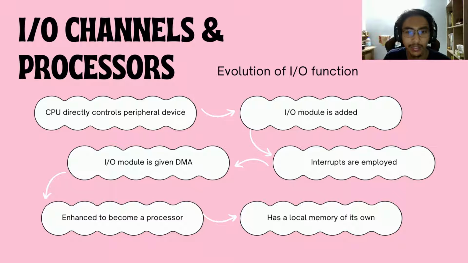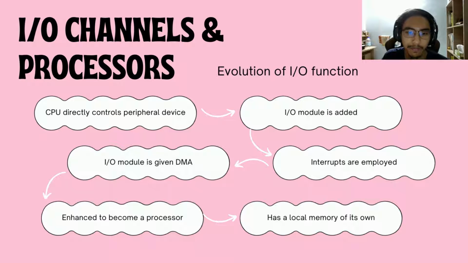Next, the I/O module is given the direct memory access or DMA. It can now move a block of data to or from memory without involving the CPU, except at the beginning and the end of the transfer. And next, the I/O module is now enhanced to become a processor in its own right, with a specialized instruction set tailored for I/O. The CPU directs the I/O processor to execute an I/O program in memory. The I/O processor now fetches and executes these instructions without CPU intervention.